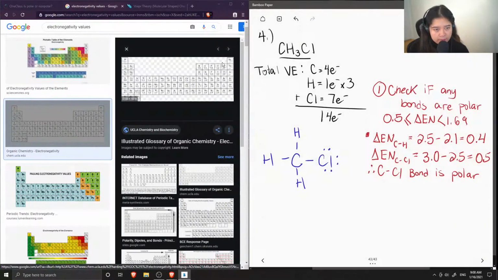And the second step to check to see if a molecule is polar or nonpolar is to look at the Lewis structure to see if it is symmetrical in any way. And we can also show at this point, because the carbon-chlorine bond is polar, and chlorine is more electronegative than carbon, that there is a dipole moment pointing towards the chlorine atom.